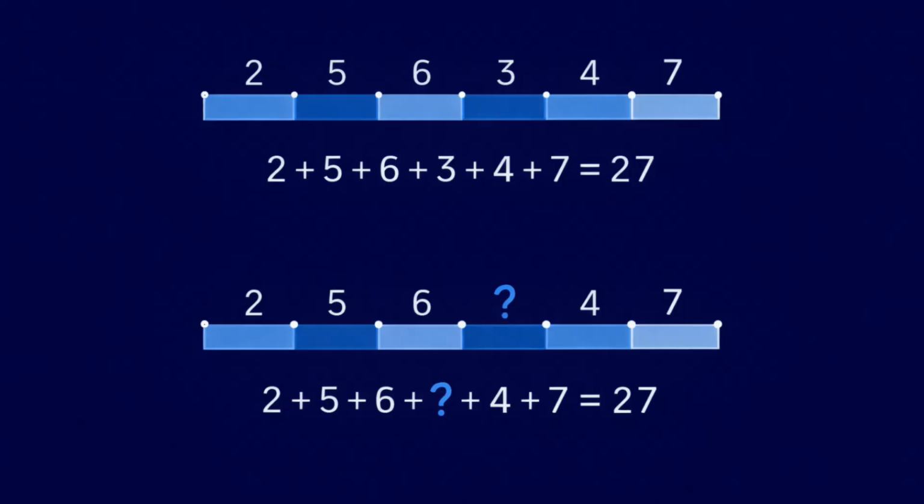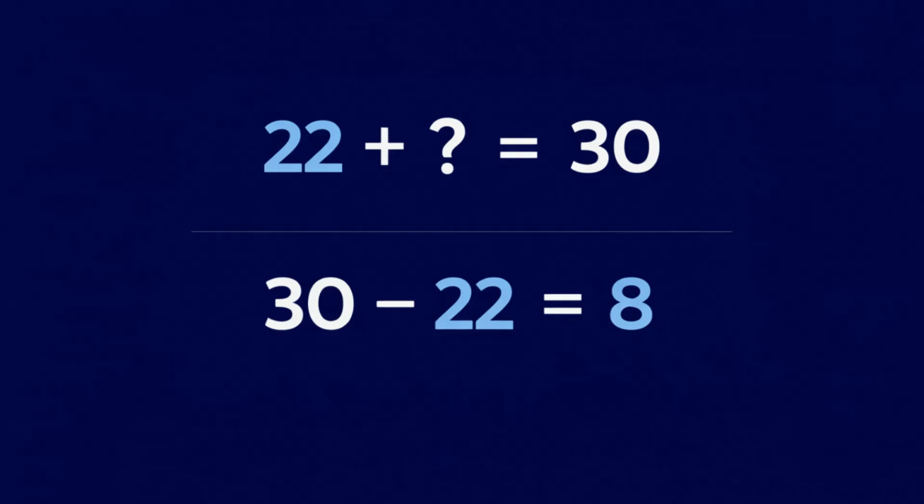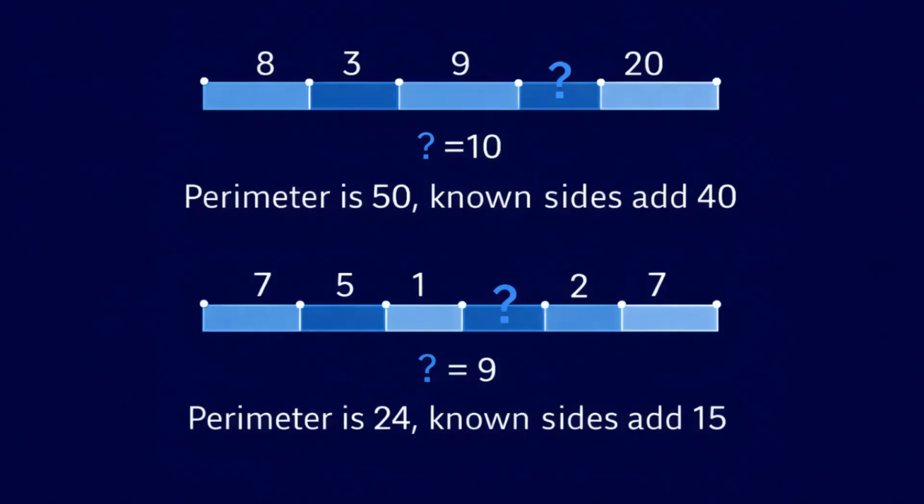Sometimes a side length is missing, but the total perimeter is given. In that case, you add the sides you know and subtract from the total. If the perimeter is 30 and 4 sides add to 22, the missing side is 8. If the perimeter is 50 and the known sides add to 40, the missing side is 10. If the perimeter is 24 and the known sides add to 15, the missing side is 9.